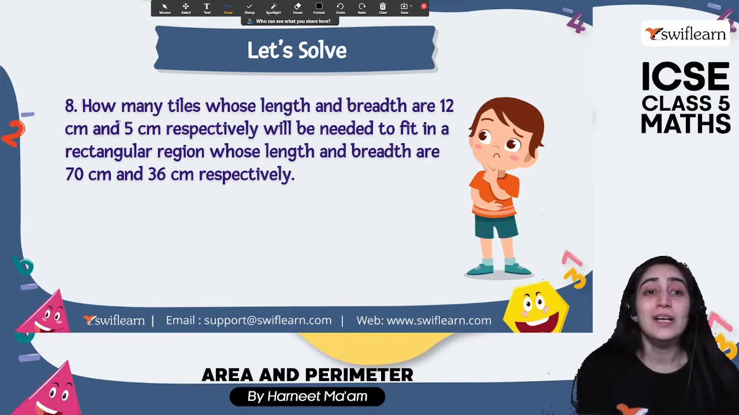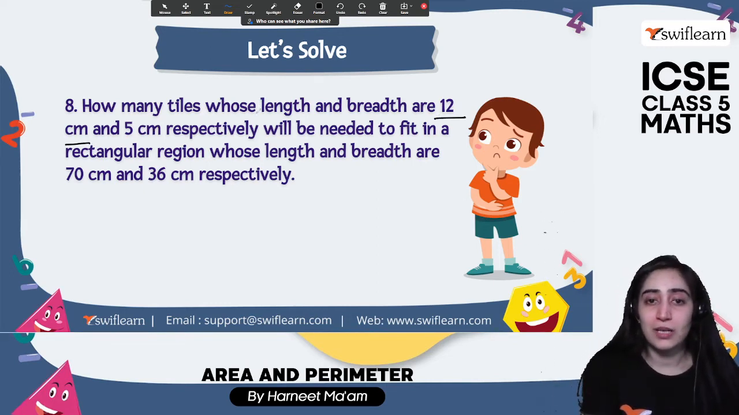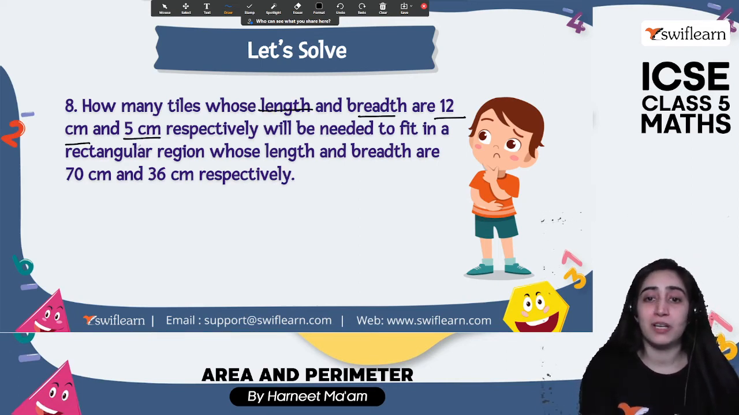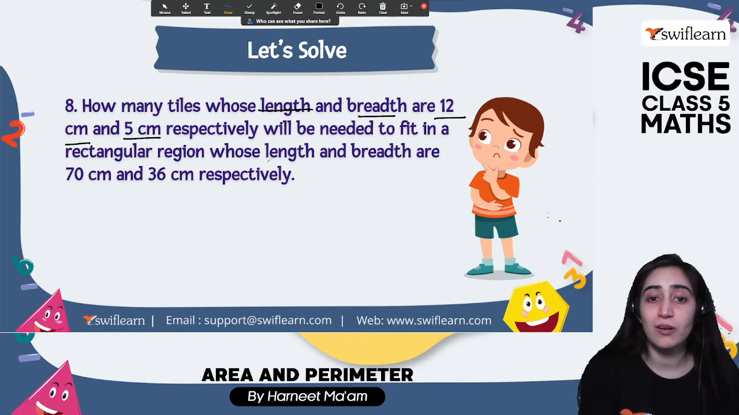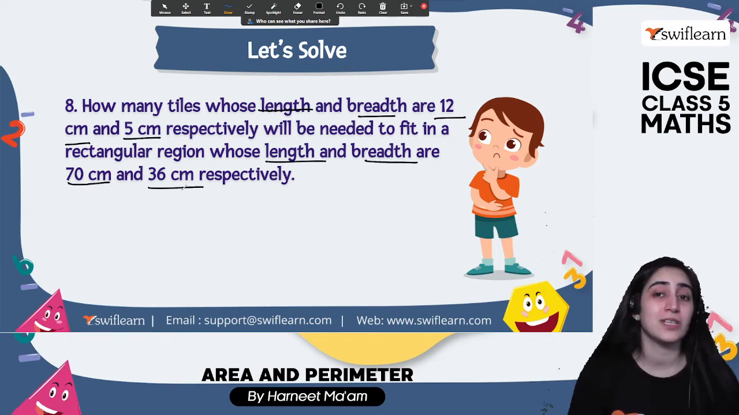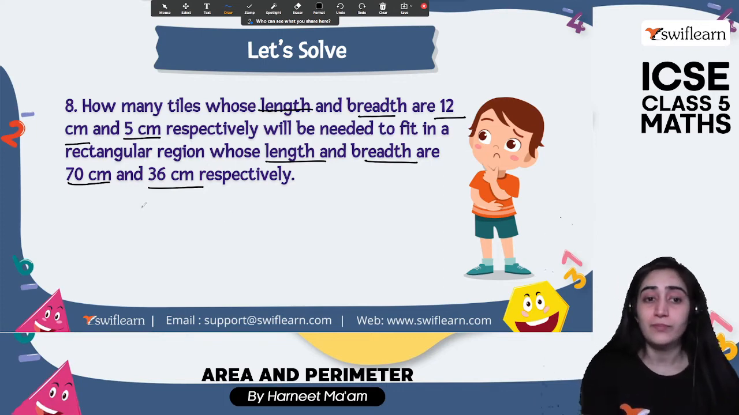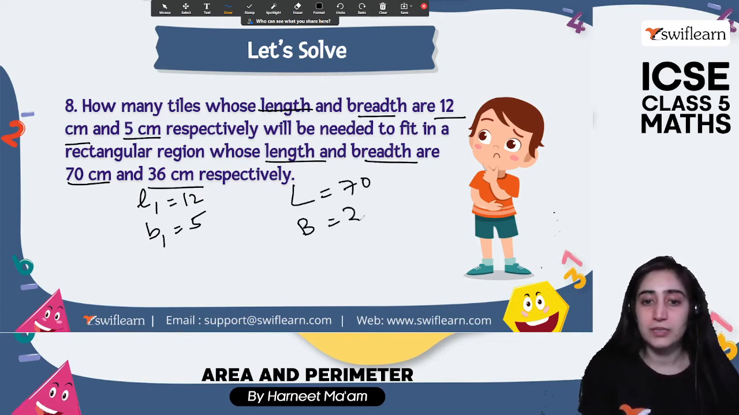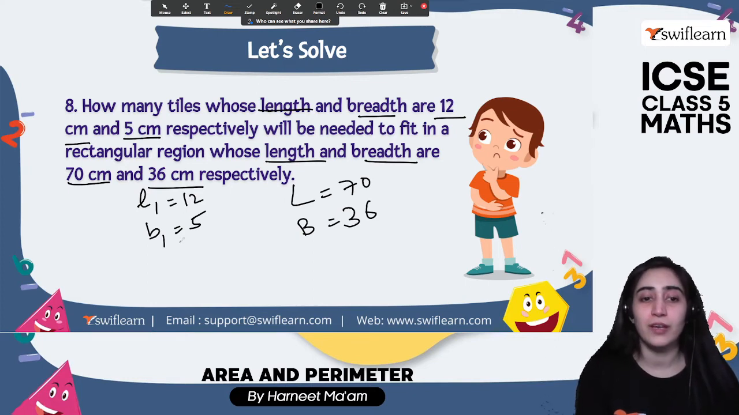How many tiles whose length and breadth is given to you, 12 centimeters and 5 centimeters respectively, need to be fixed in a rectangular region of length and breadth of 70 centimeters and 36 centimeters respectively. So L1 is 12, B1 is 5, capital L is 70, capital B is 36. Now you need to find out the area.